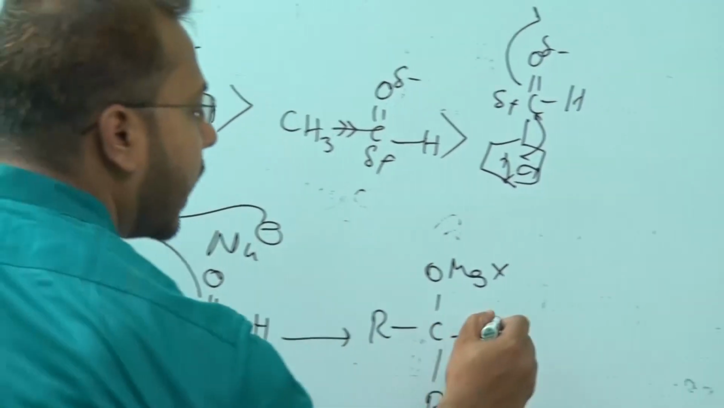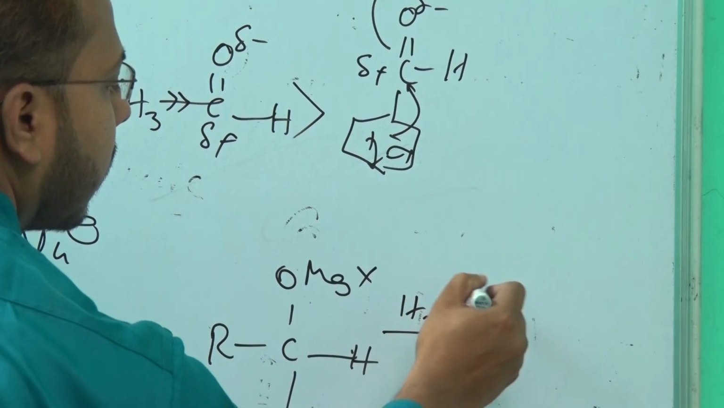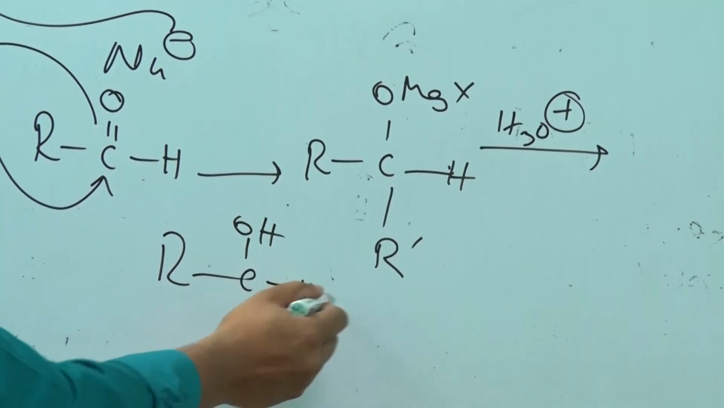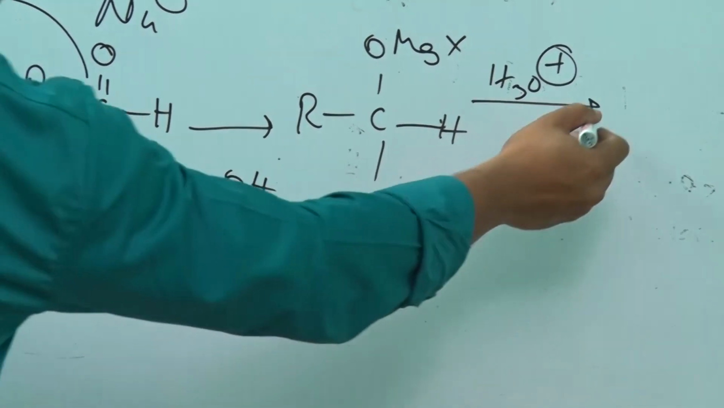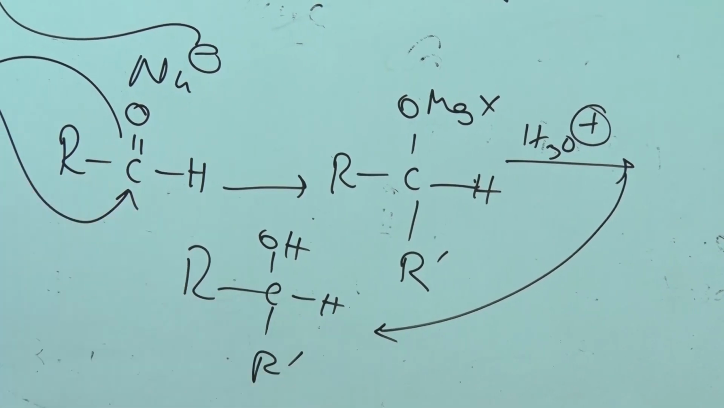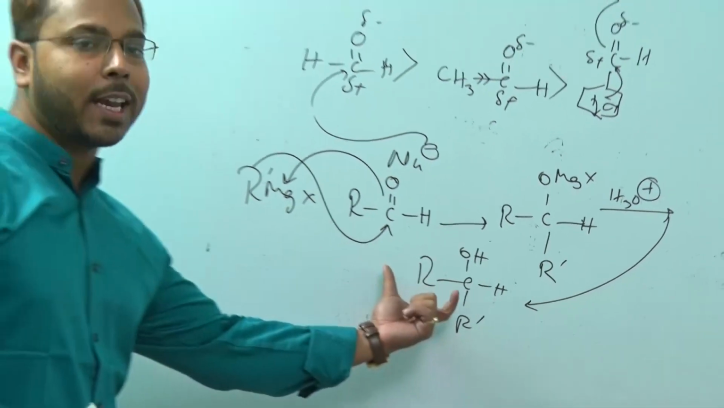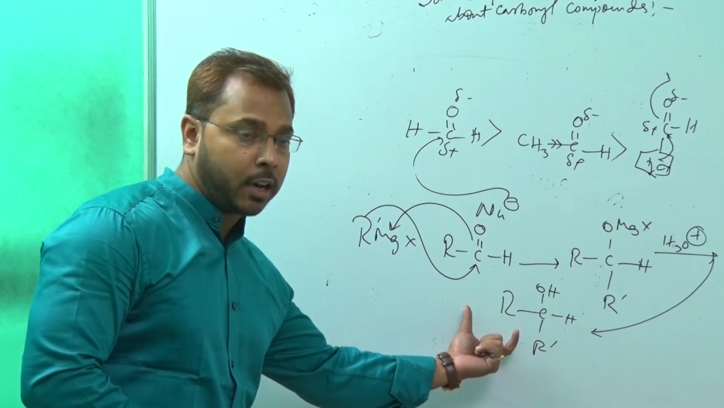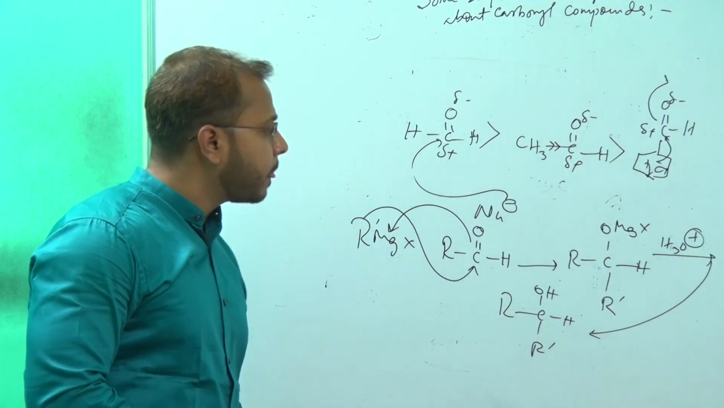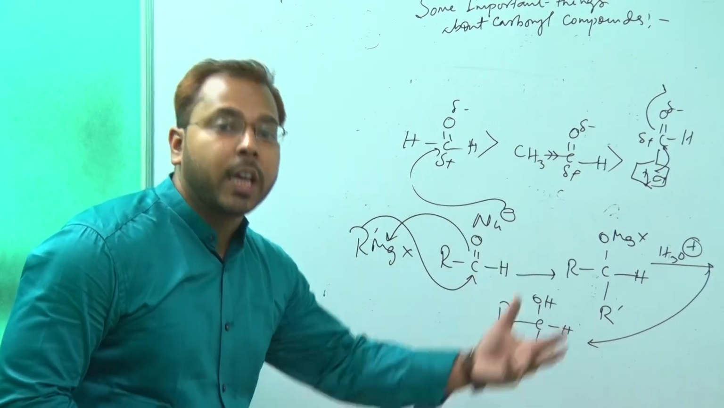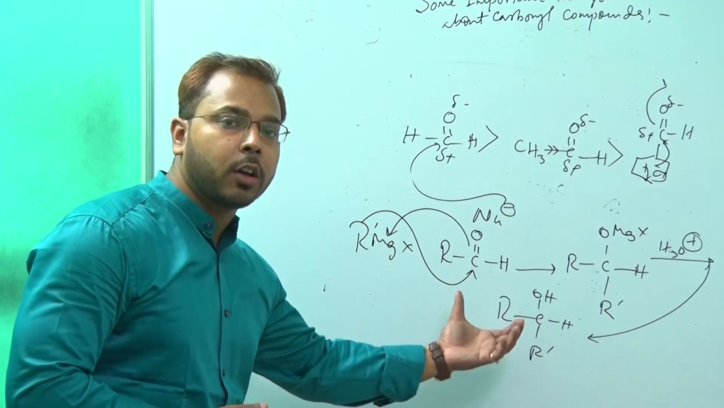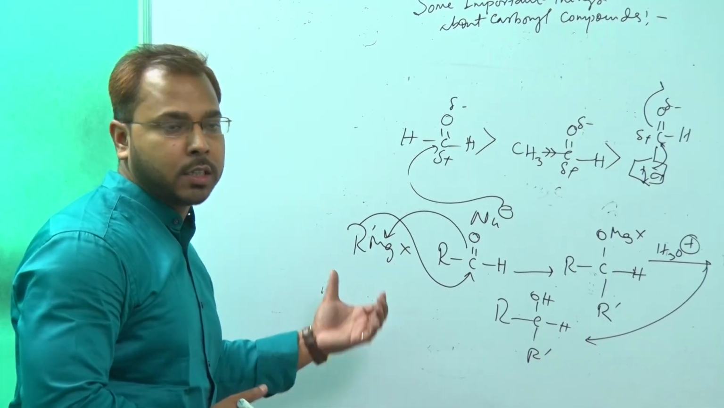Then if dilute HCl is given, this OMgX part will be converted to the OH group. So from aldehyde, by reaction with RMgX, we can get secondary alcohols, because the alpha carbon is attached to two R groups. So this is the step-up reaction. When we need to increase the carbon number from aldehyde to alcohol, we can use this RMgX.